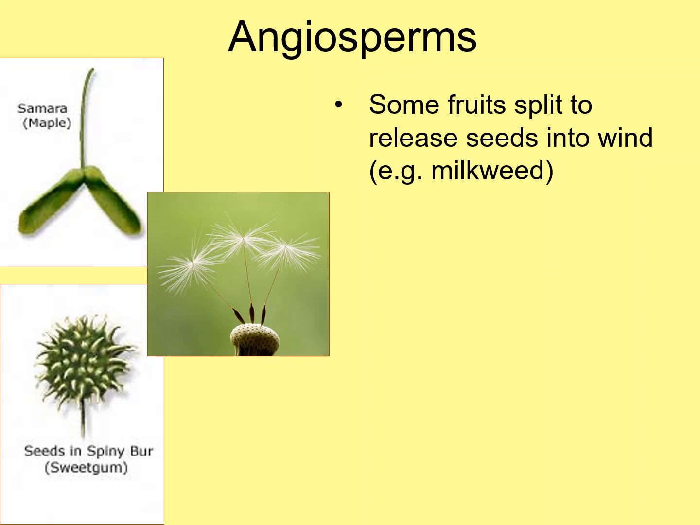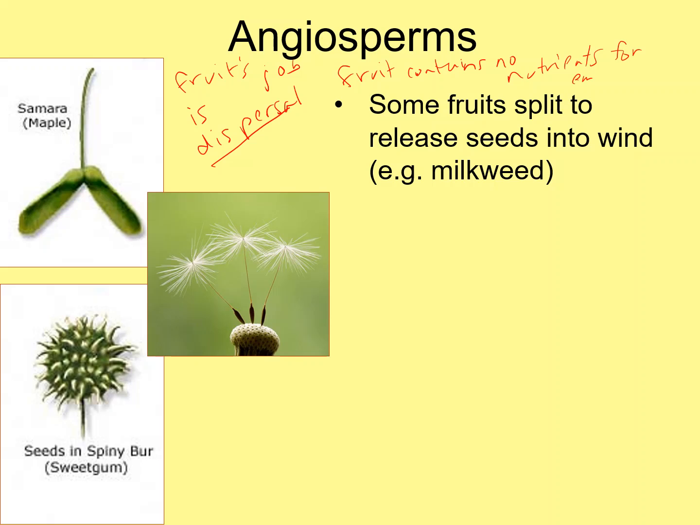Okay, so I'm going to say fruit's job is dispersal. That is its only job, right? So fruit basically contains no nutrients for the embryo. All of that's inside the seed, right? The seed does that. Nutrients for the embryo, right? That's going to be inside the seed.